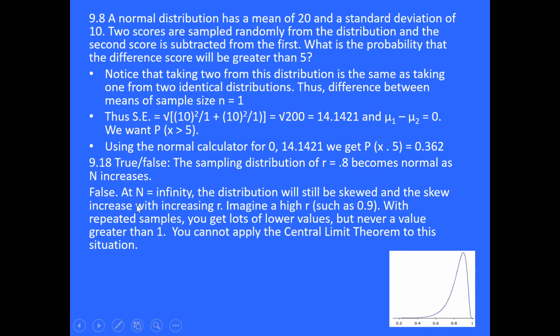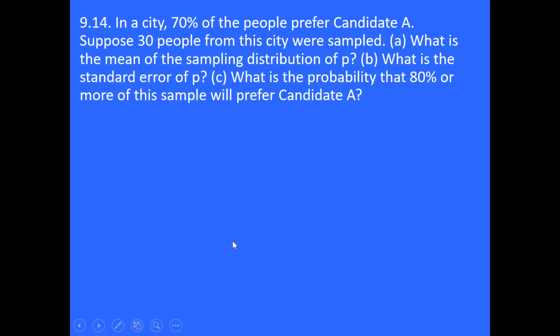Okay, let's see what else we have here. So it's still skewed no matter what. Okay, I'll let you read over the rest of that if you want later. All right, so let's take a look at question 14.